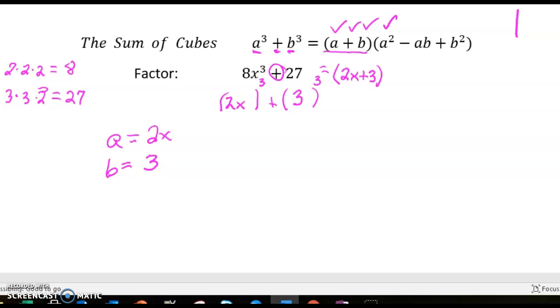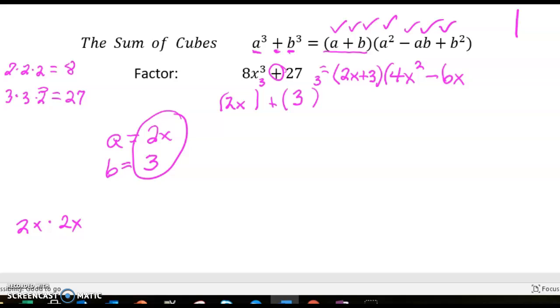Where the pattern says a squared, we will do 2x times 2x, which is 4x squared, minus, where they multiply a and b together, we would multiply 2x times 3. That would give us 6x. They say put a plus, and b squared, b is 3, so 3 squared is 9, and that's factored. So it's very important to start out by rewriting their problem.